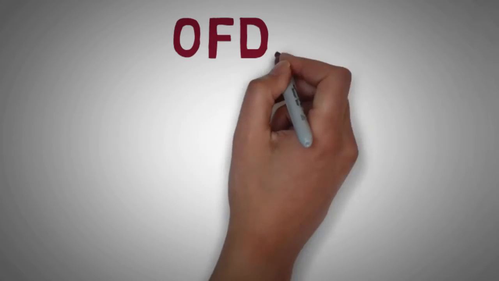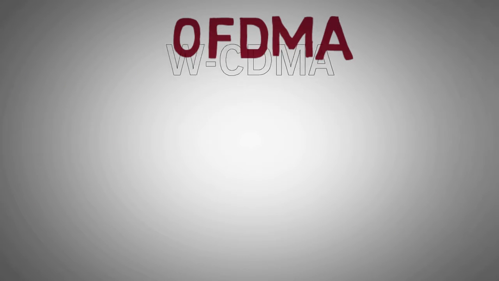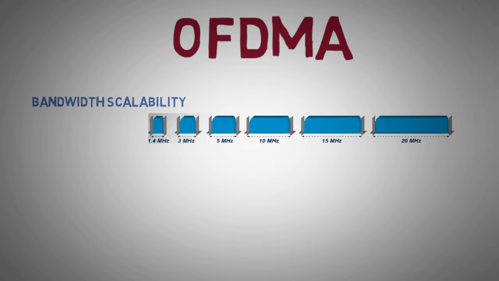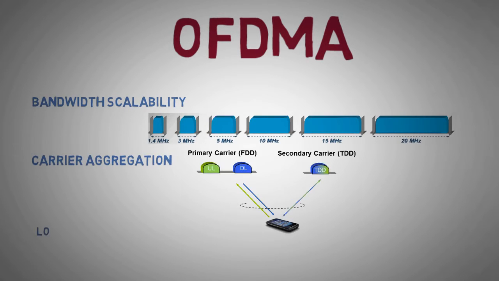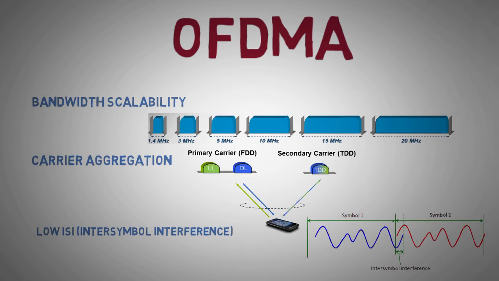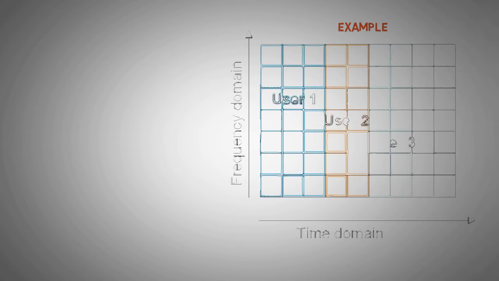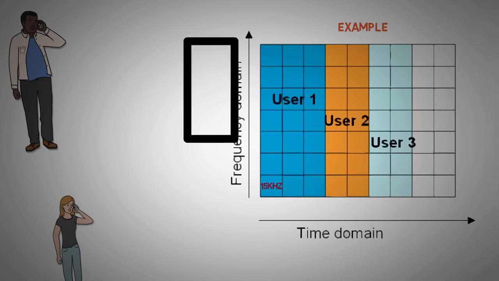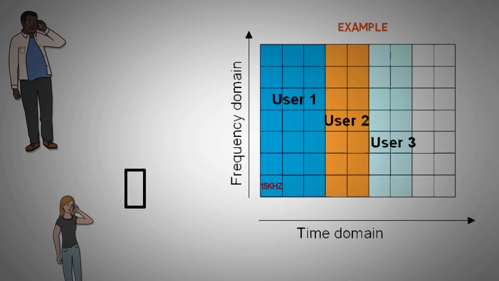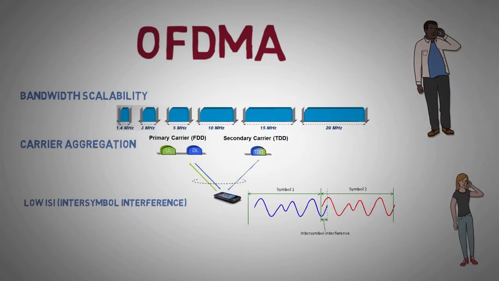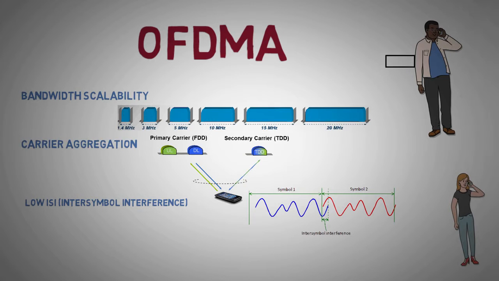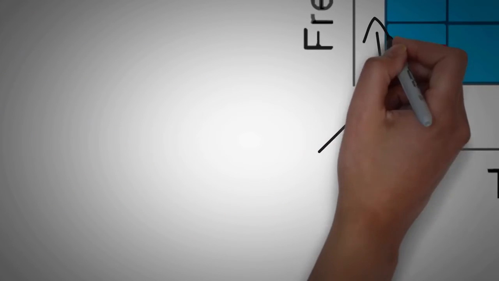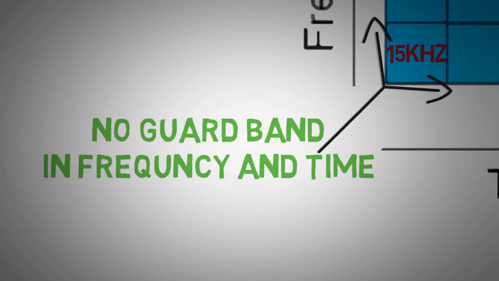OFDMA comes with several advantages over WCDMA, like bandwidth scalability, carrier aggregation, and low intersymbol interference. OFDMA uses orthogonal subcarriers equally spaced at 15 kHz. Users are provided a subset of these subcarriers for data transmission. Unlike FDMA or TDMA, OFDMA allows users to access variable bandwidth depending upon resource availability. Also, since these subcarriers are orthogonal, there are no guard bands between them.